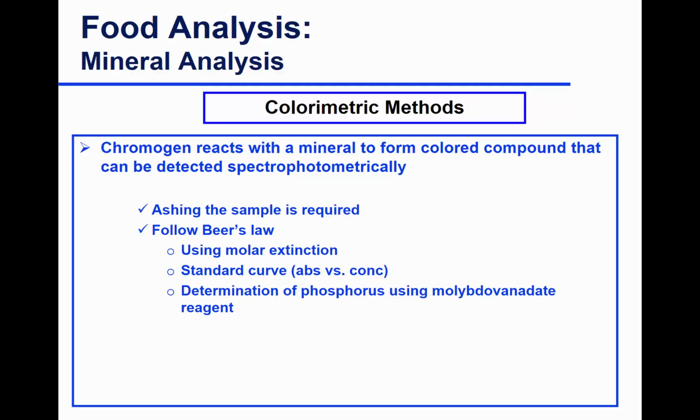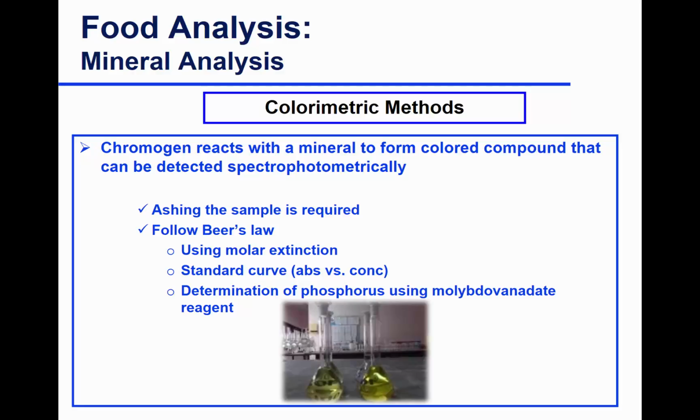A common method that is used quite a bit is for phosphorus determination using a molybdovanadate reagent. So it gives a very nice bright yellow color. This is a very common method, like I said. You generate standards and a standard curve, and then you measure phosphorus in your sample.